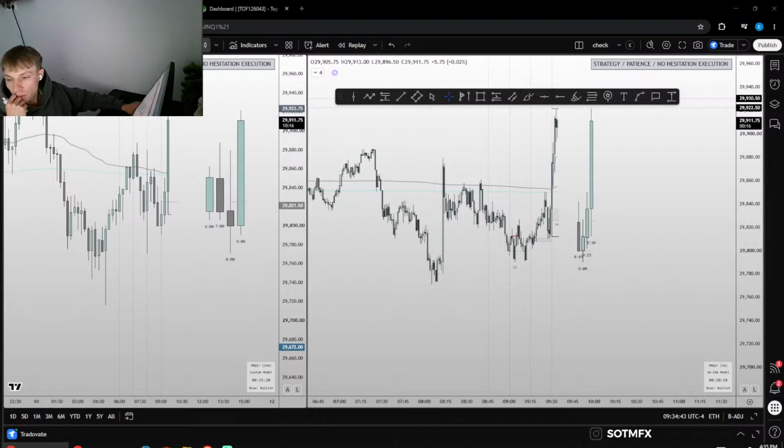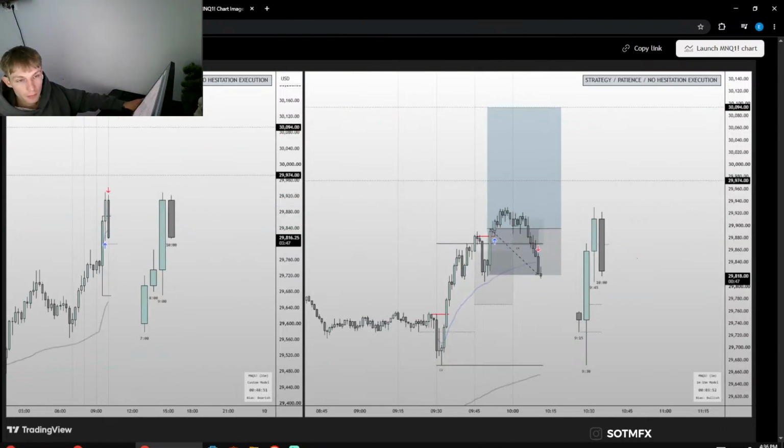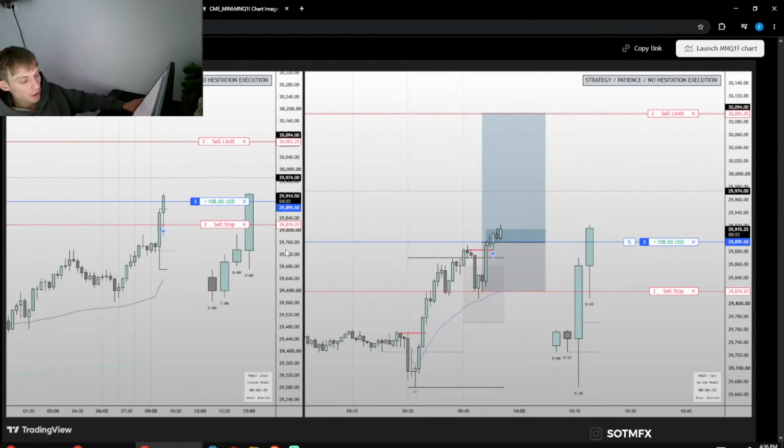Alright, so we will go through the trades I took yesterday. The first trade was a break and retest, which was actually a loss.